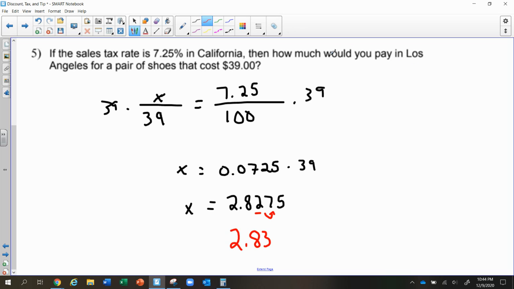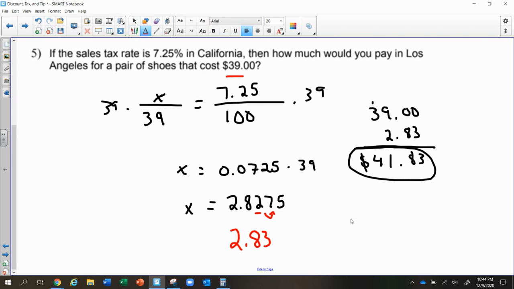That's not my final answer, because it says, how much would you pay for those shoes that cost $39? So I have to pay $39 plus tax. So now I go back and add those two. $39 plus $2.83, and I would get $41.83.